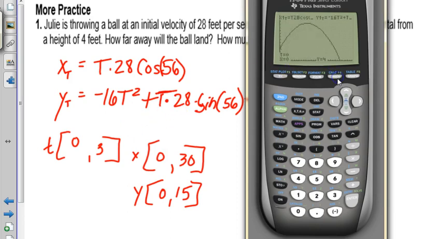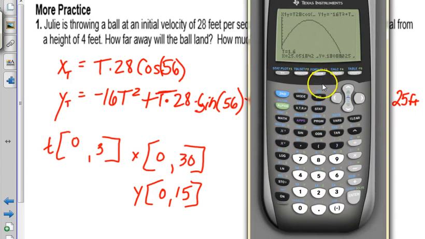How far away will the ball land? What am I trying to do? Trace and tell. Y is close to 0. Looks like about 0.18 is as close as I'm going to get. And how far away is it? 25 feet away? Someone else get that? Okay, and then what? How much time till it lands? About 1.6 seconds?